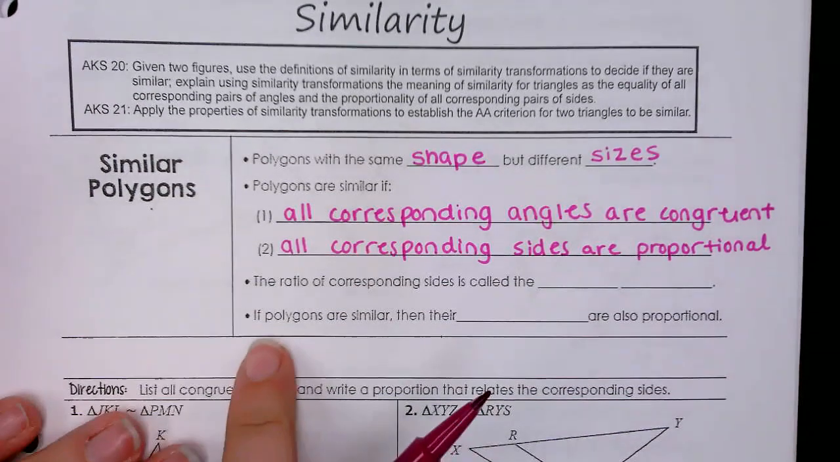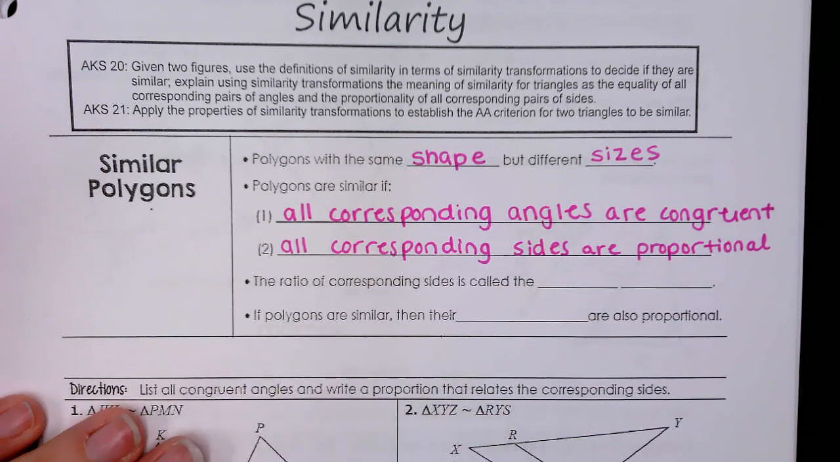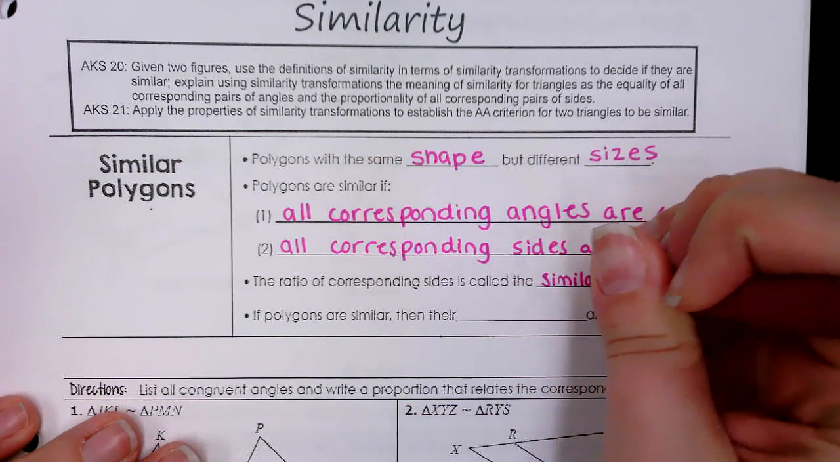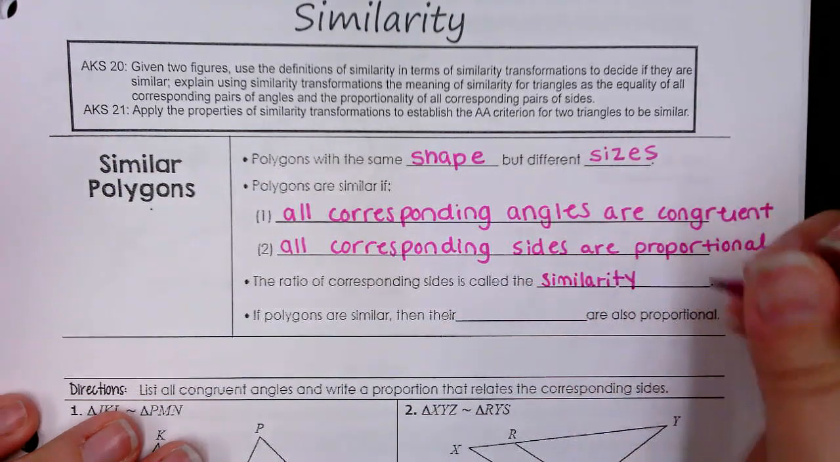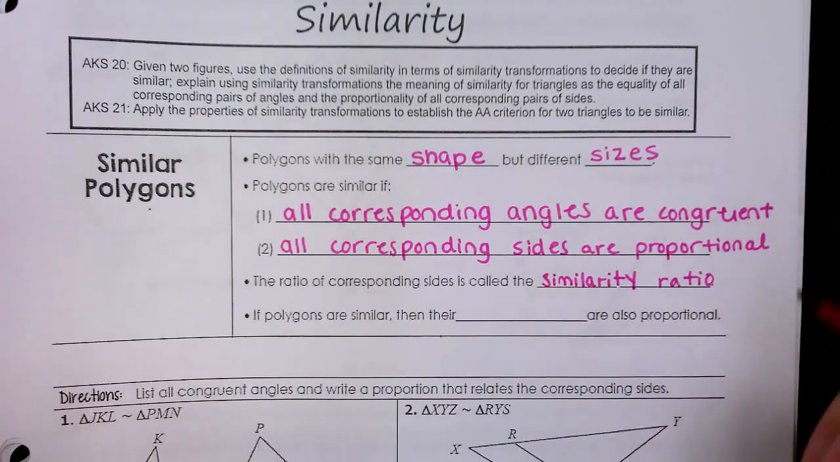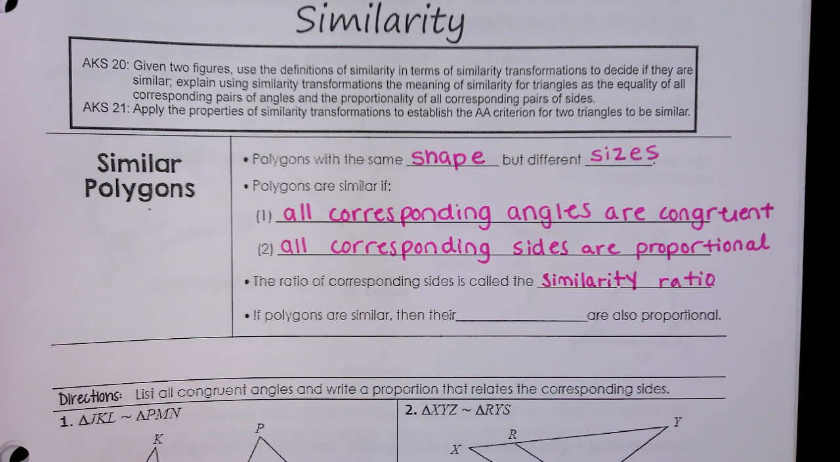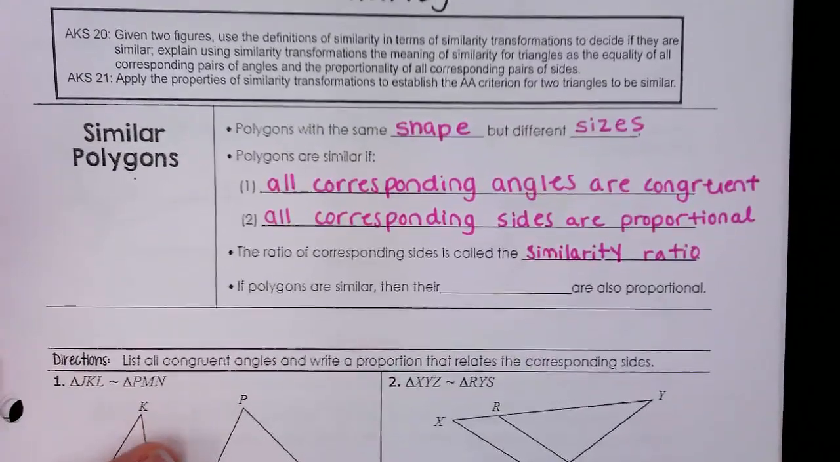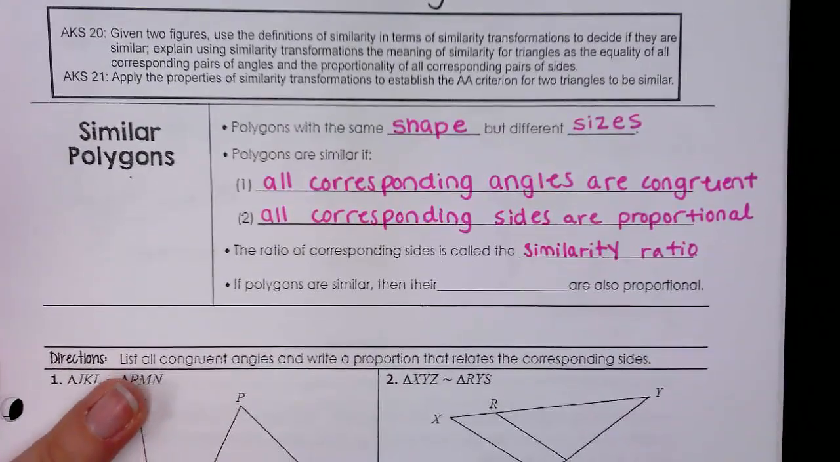And the ratio of the corresponding sides, the way that they get bigger or smaller, is called the similarity ratio. And now the similarity ratio is pretty similar to our scale factor when it comes to dilation. So it's kind of the same idea here, not as specific as scale factor, but very similar. So we've got a similarity ratio.